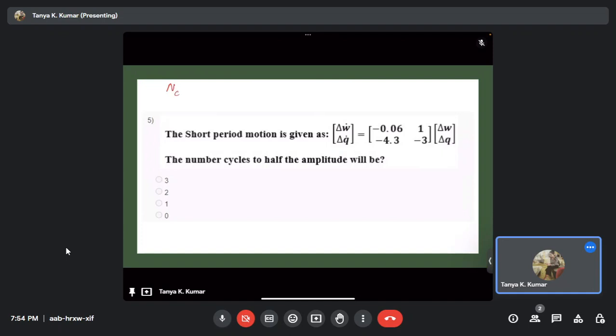So number of cycles is 0.11 by the frequency and then the amplitude. Right? Modulus of the frequency by the amplitude. Okay? So in one of the previous questions we had found out the frequency and amplitude, the roots of the equation, right? So find out the characteristic equation, find out the roots of the equation. So you have the roots as a plus or minus i omega. So find out the roots of the characteristic equation, and then you can find out the number of cycles to half the amplitude.